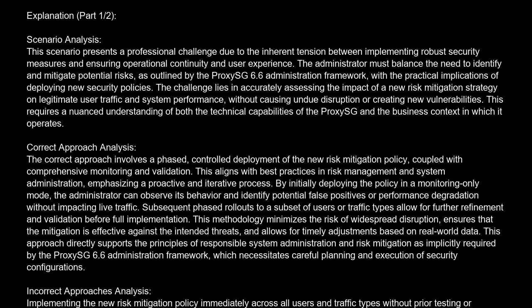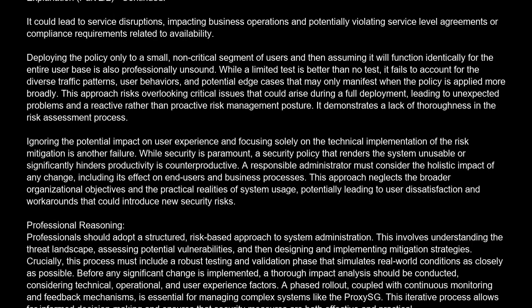Incorrect approaches analysis. Implementing the new risk mitigation policy immediately across all users and traffic types without prior testing or monitoring represents a significant regulatory and ethical failure. This Big Bang approach disregards the potential for unintended consequences, such as blocking legitimate traffic, degrading network performance, or even causing system instability. Such an action would violate the principle of due diligence in system administration, failing to adequately assess and manage risks before deployment. It could lead to service disruptions, impacting business operations and potentially violating service-level agreements or compliance requirements related to availability.